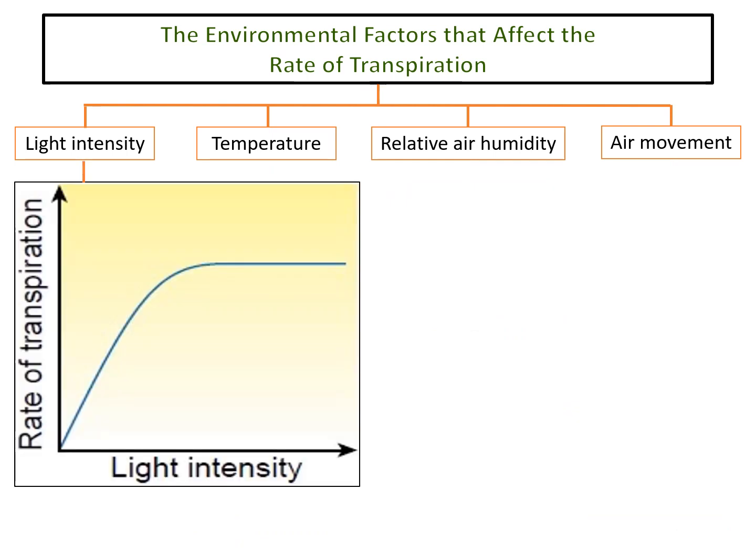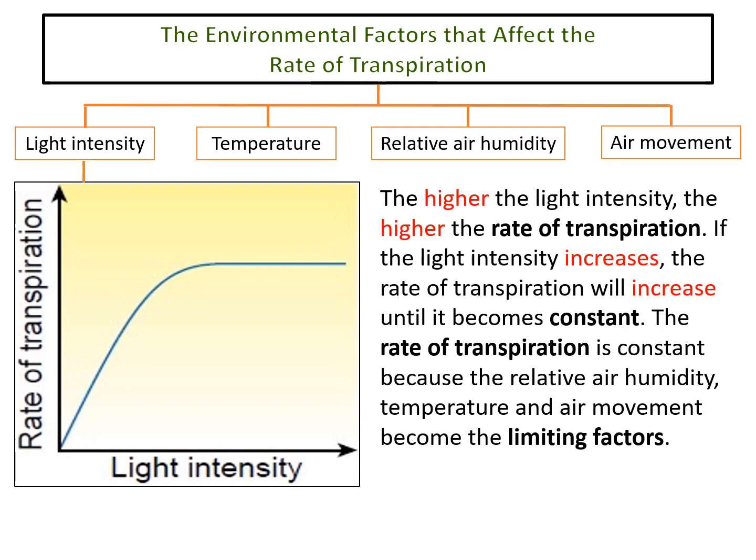Light intensity. From the graph, we can see as the light intensity increases, the rate of transpiration also increases. But at a certain point or level, the rate of transpiration is constant. Why? Because the relative air humidity, temperature, and air movements become the limiting factors.